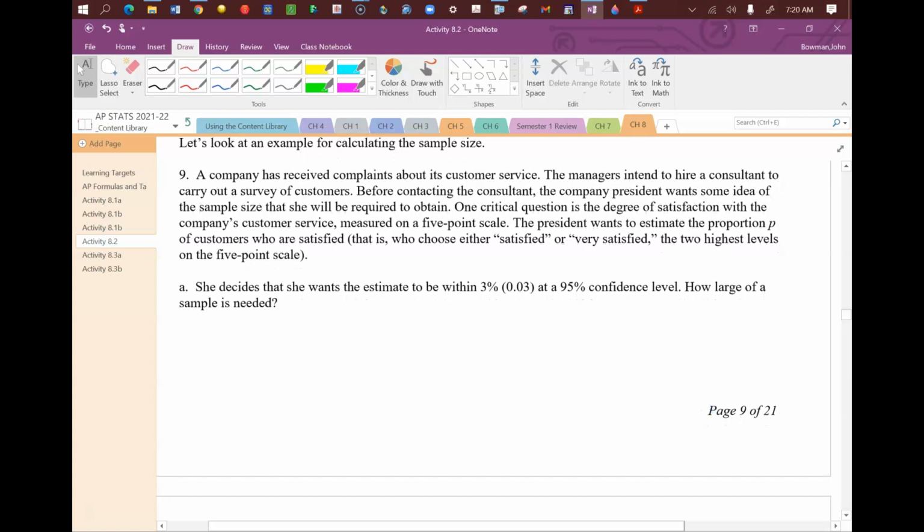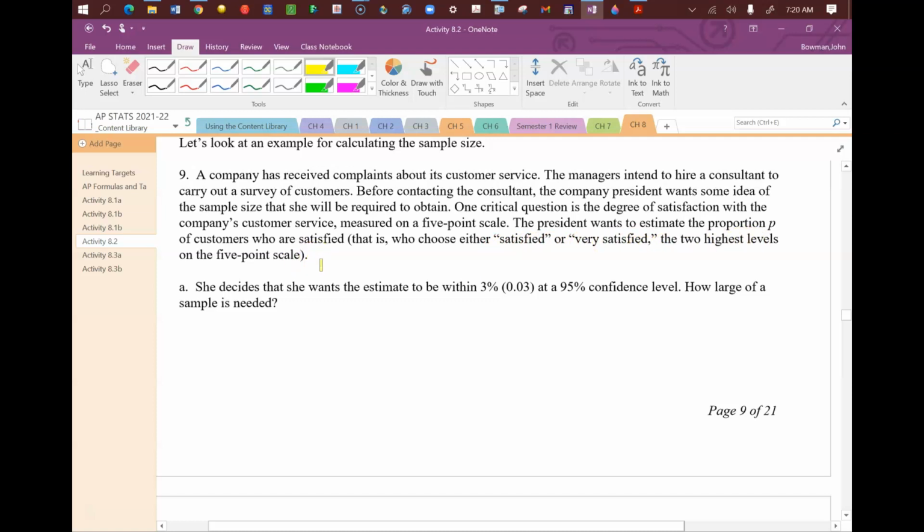A company has received complaints about its customer service. The managers intend to hire a consultant to carry out a survey of customers. Before contacting the consultant, the company president wants some idea of the sample size that she will be required to obtain. One critical question is the degree of satisfaction with the company's customer service measured on a 5-point scale. The president wants to estimate the proportion of customers who are satisfied, that is, who choose either satisfied or very satisfied, the two highest levels on the 5-point scale.